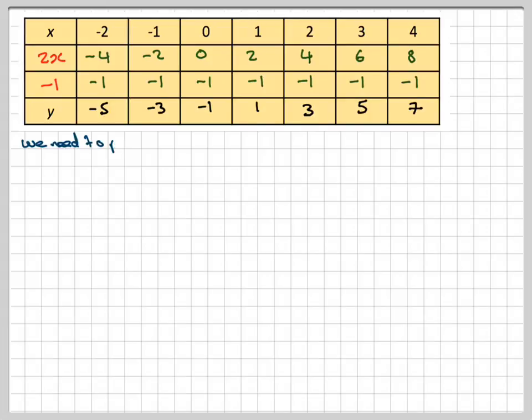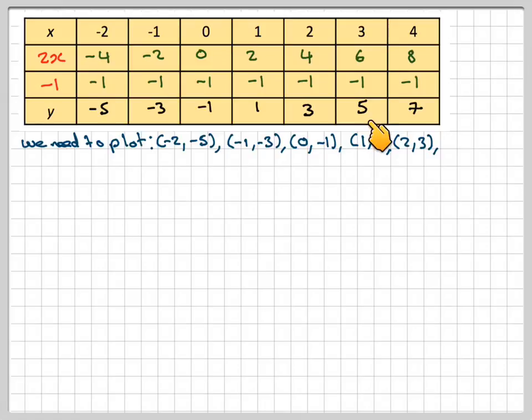Okay, and then we're going to plot the following points. So it's the same table. We're going to plot the x value, writing it as coordinates: minus 2, minus 5; minus 1, minus 3; 0, minus 1; 1, 1; 2, 3; 3, 5; and 4, 7.